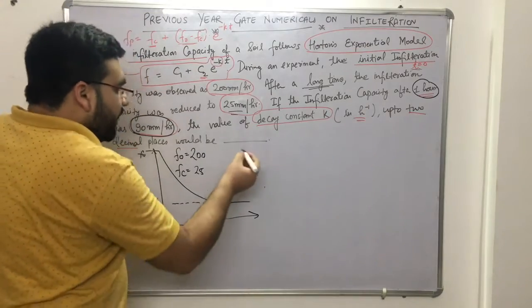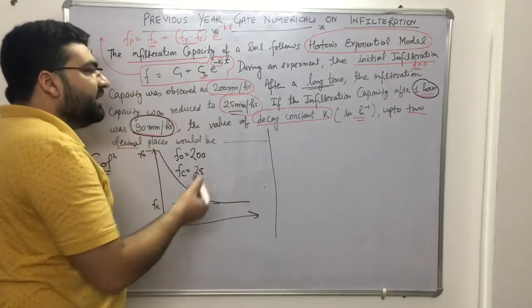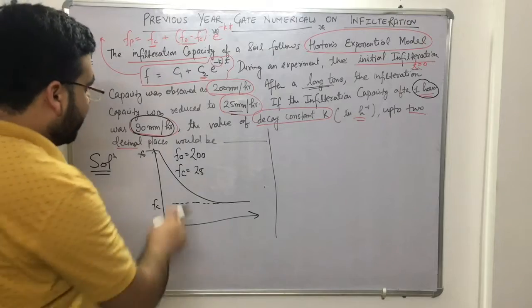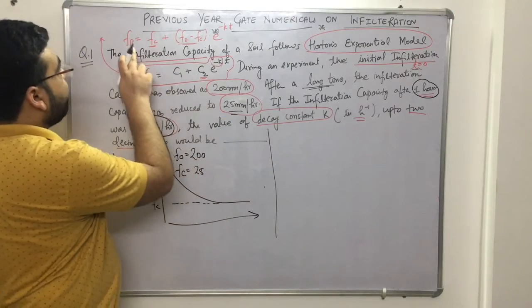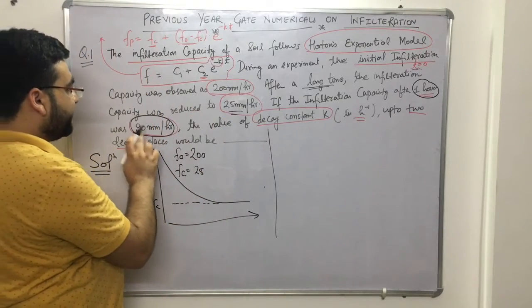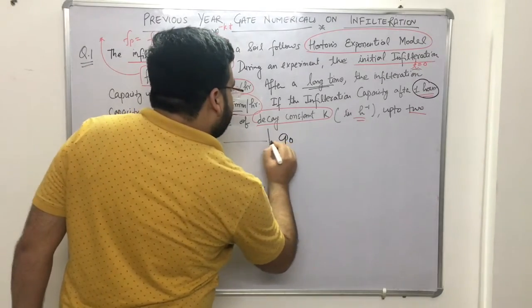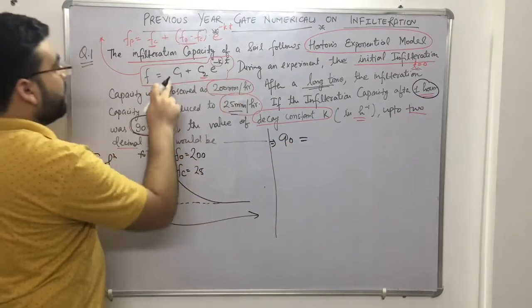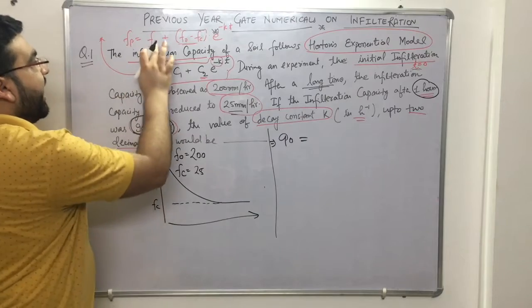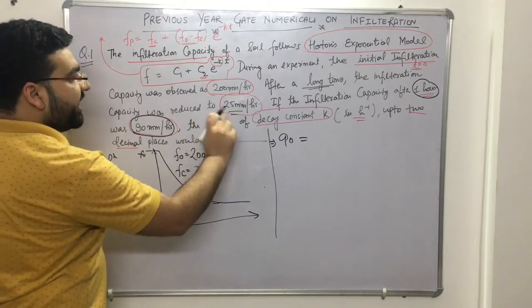So to solve it, if you apply the concept, you will get the answer in hardly 2 to 3 steps, right? So FP, how much is FP? FP at any time t is 90. So 90 will be equal to F naught, FC, right? FC is the steady state. How much is the steady state? 25.